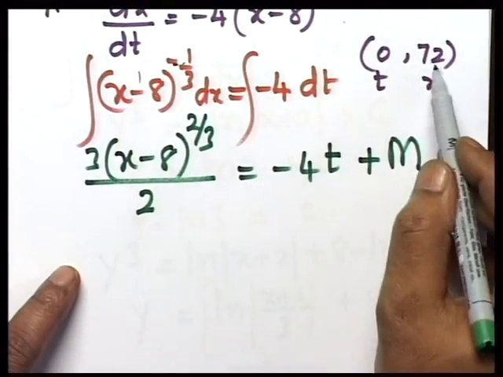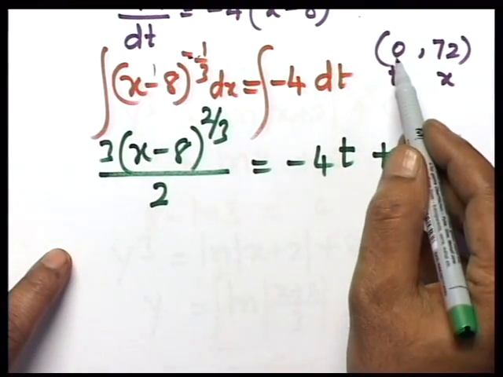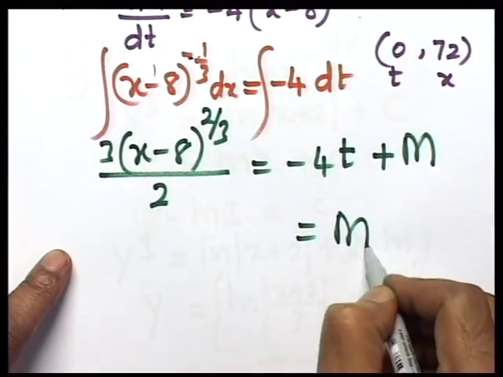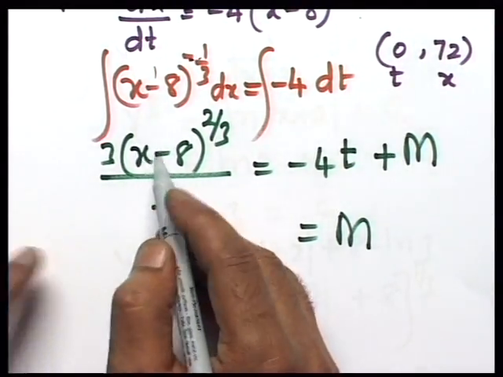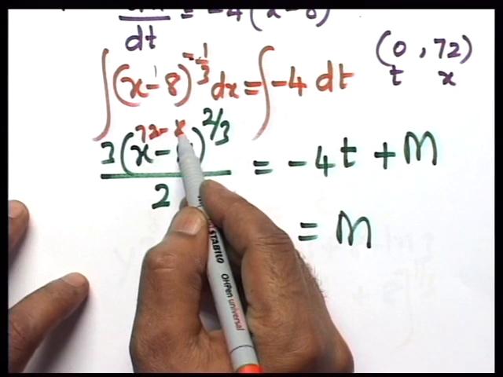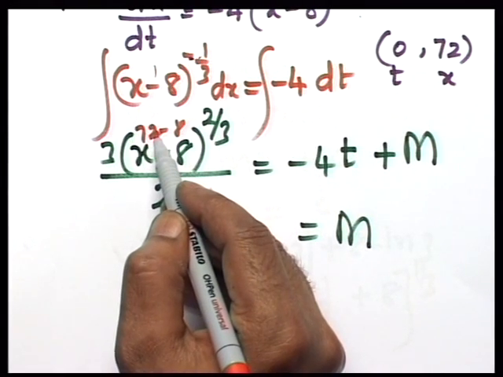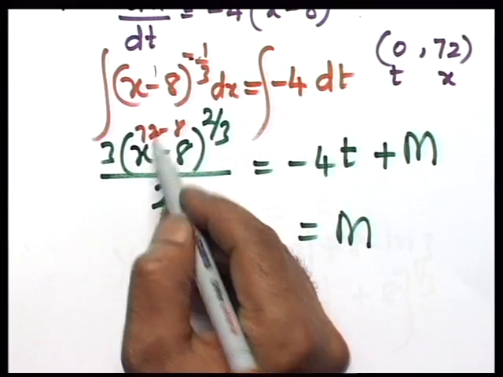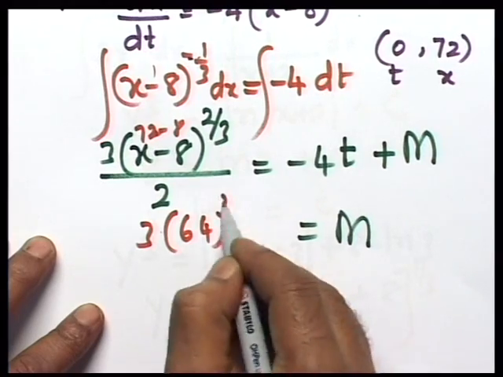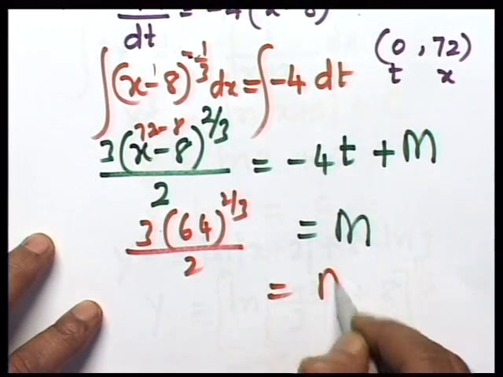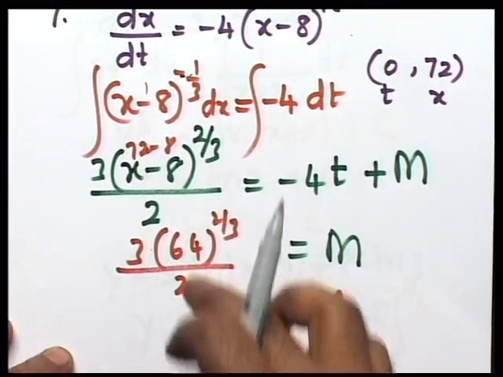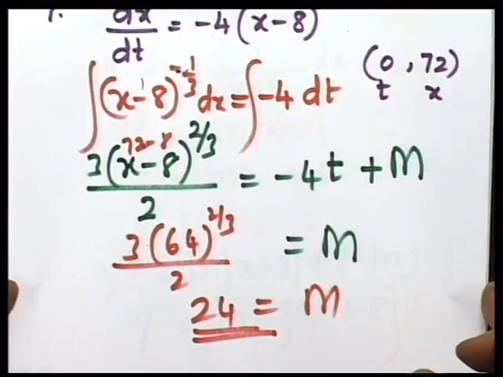Initial condition 0, 72. t is 0, please. So actually that 4t is gone. We are left with m. Let's write 72 here, 72 minus 8. Take the 2 away, 70, 6 away, so we are left with 64, right? Okay, nice number. 3 times 64 to the power 2/3 divided by 2, and the m value, that's 4 cube, 4 square, 16, 8 3s, 24. All right, use the calculator, you should get the same answer. So m equals 24.